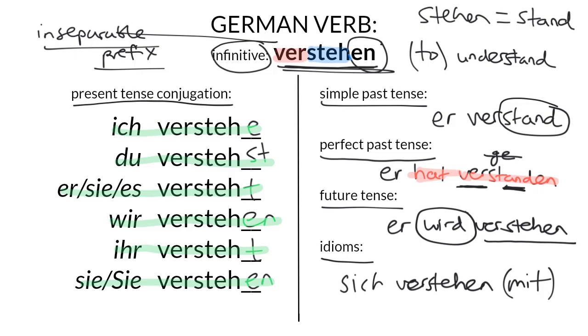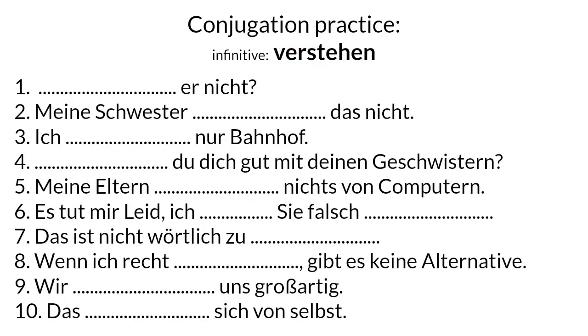Let's have a look at the verb in practice. So we're doing some conjugation practice, and I would encourage you to pause the video and have a go for yourself with all 10 of these sentences, filling the gaps with either the present or the past or the future tense and translating, and we'll go through them together. Number 1.